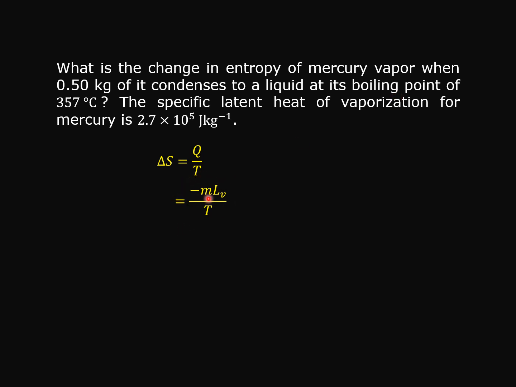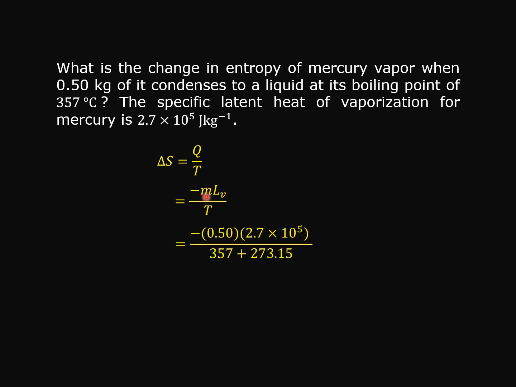Now we add a negative sign here because this Q is a heat released by the mercury when it condenses from the vapor to the liquid. So that's why we add a negative sign here, and this indicates that the entropy change of the mercury also will take the negative value. So the entropy of the mercury will reduce in this process.